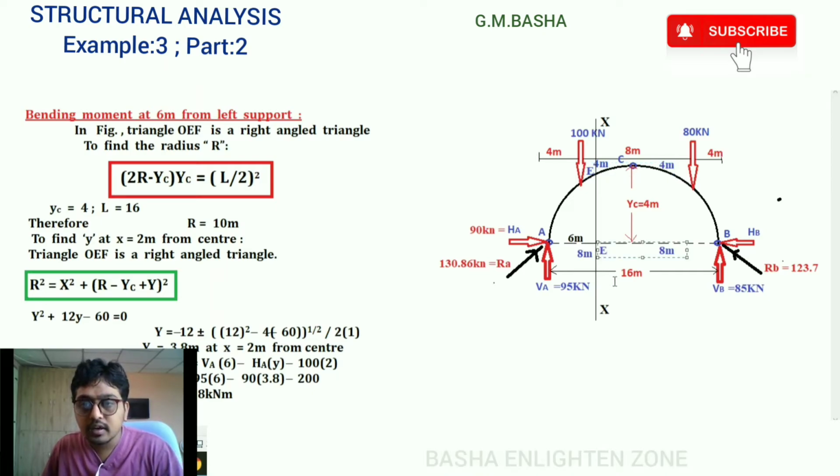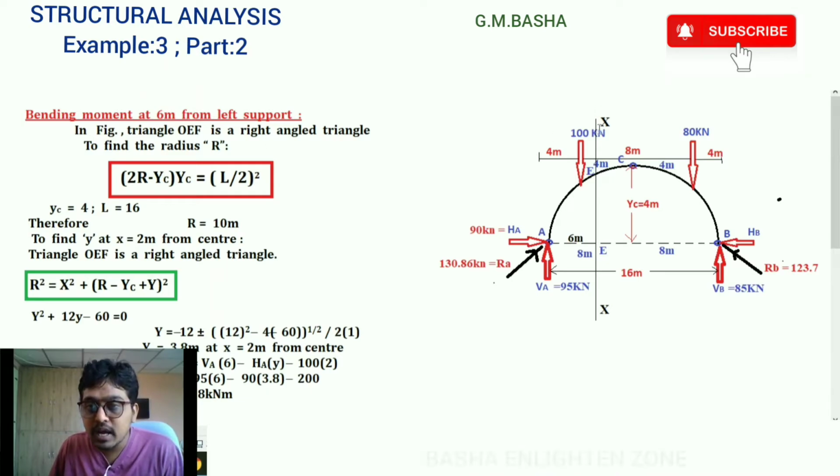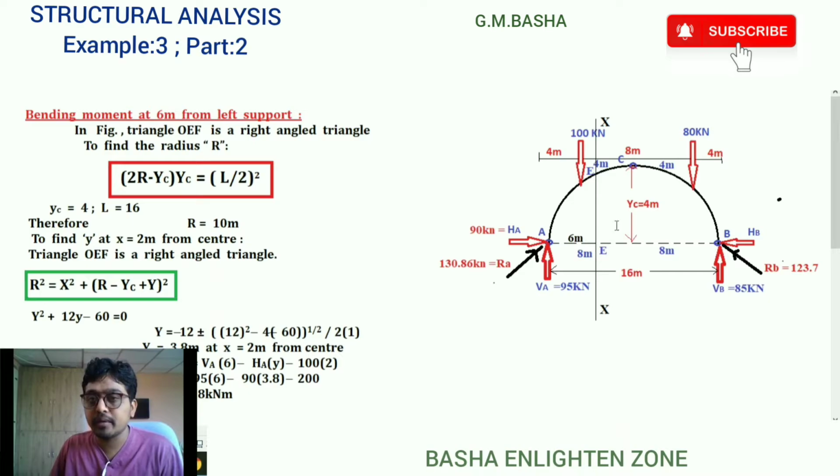So see here, what they are asking in the question. Bending moment 6 meters from the left support means I am considering a section XX at a distance of 6 meters from the left support. Here A to E is 6 meters and the remaining part will be 2 meters only.